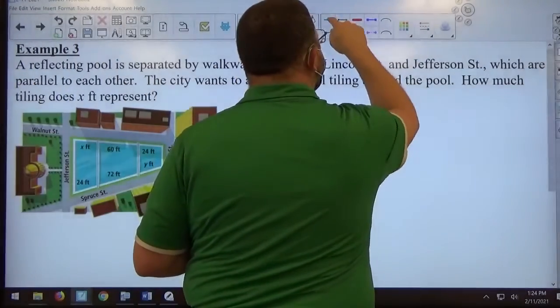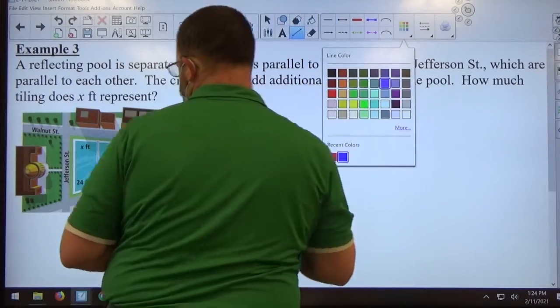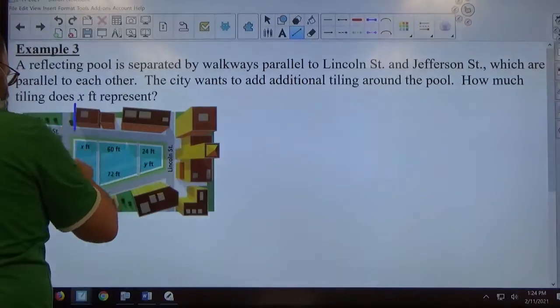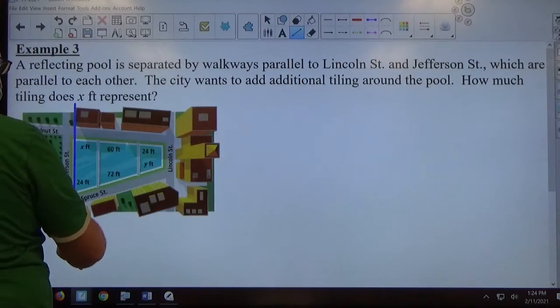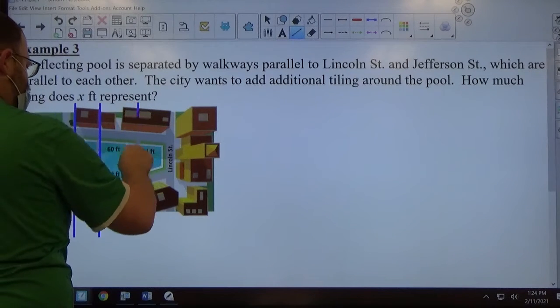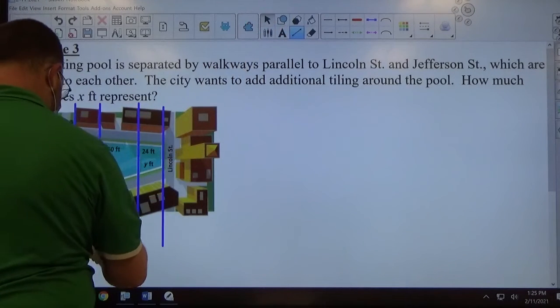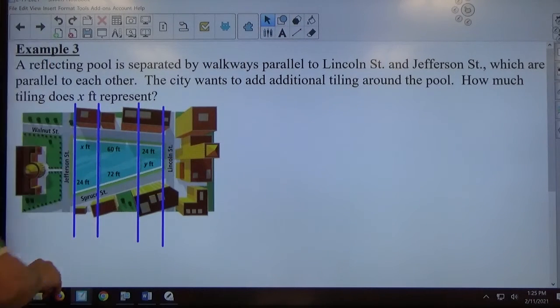Let me just highlight that real quick. Thinking blue will show up nicely. Let's see if I'm right. It's not bad. So there's Jefferson Street, parallel to that walkway, parallel to that walkway, parallel to Lincoln Street. All right, so all those are parallel to one another.